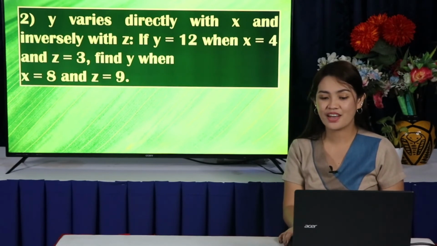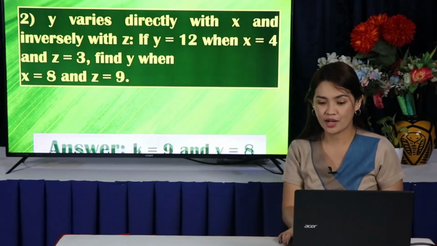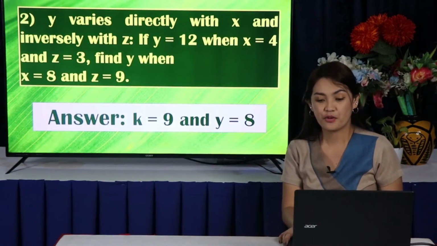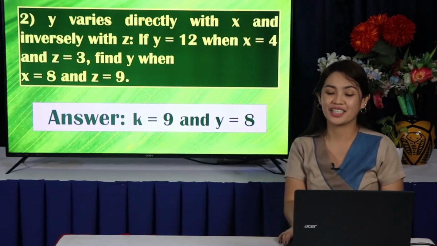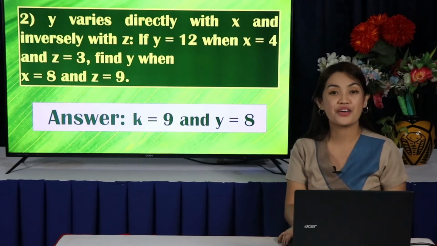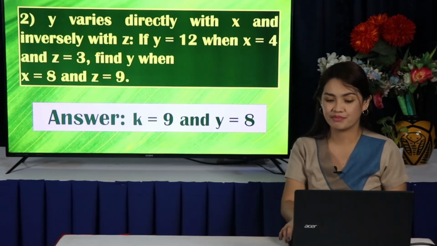Time's up. The answer is K equals 9 and Y equals 8. If you got it, great work! Let us proceed to our third and final question.